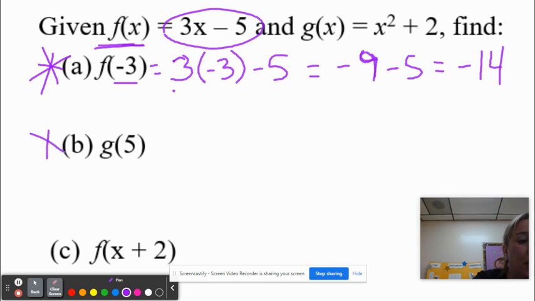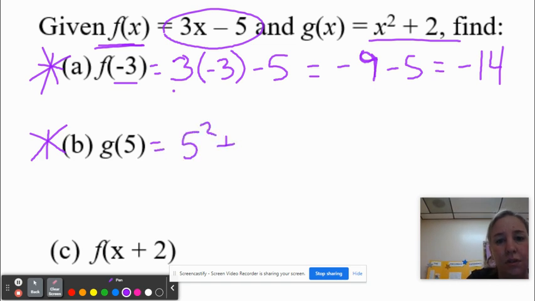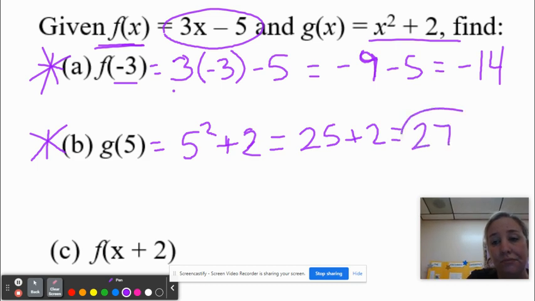Now this one is saying g of 5. So I'm going to have to use the g function. So 5 squared plus 2, which is 25 plus 2, which is 27. So g of 5 is 27.